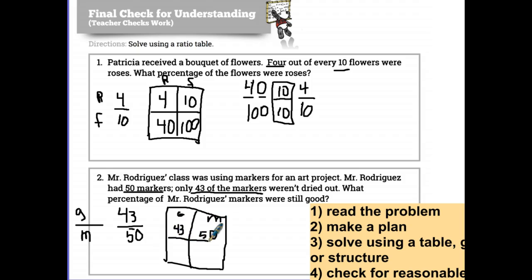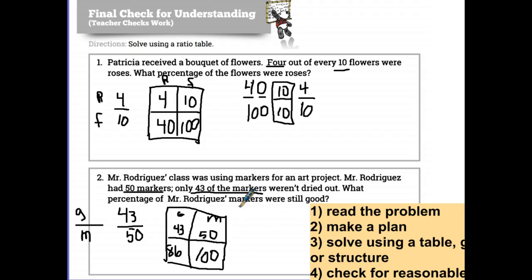I need to have some way to make this equal 100 so I can make a decimal fraction. Well, 50 times 2 is 100. So if I multiply 50 times 2, I'm going to multiply 43 times 2, and I'm going to get 86.